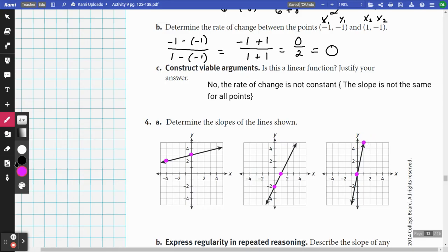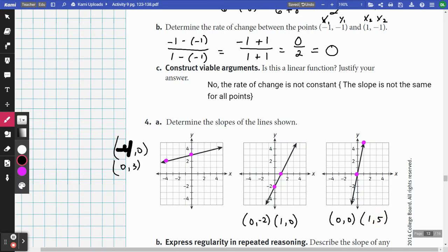I hate how it does that. You could just go ahead and draw the graph out a little bit more. You don't have to do all that, but it does. Anyway, my good points are (-4, 0) and (0, 3). If you want to do the slope formula, you can. My good points here are (-2, 0) and (0, 1). And my good points here are the origin and (1, 5).